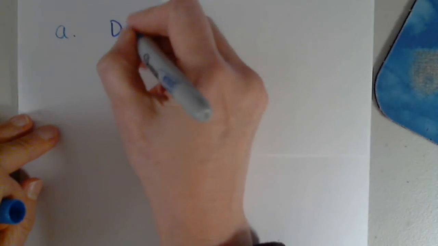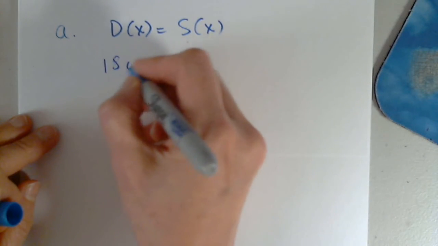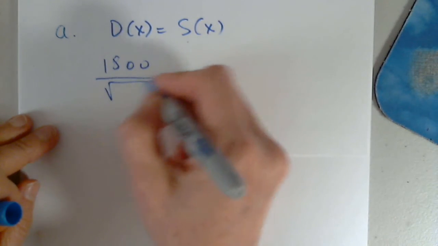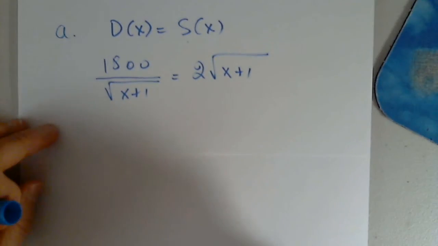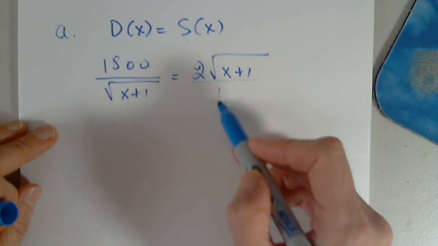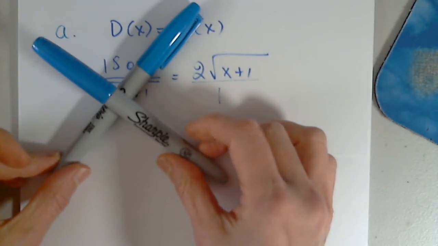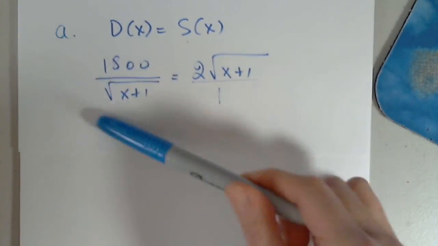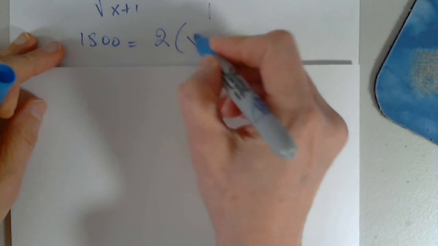Okay. So D of X is the same as S of X. And I have 1800 divided by the square root of X plus 1 equals twice the square root of X plus 1. Well, I'm giving you a hint. And this is like a proportion, right? I will cross multiply. This times this equals this times this. And let's see what we get. So we get 1800 equals twice X plus 1.